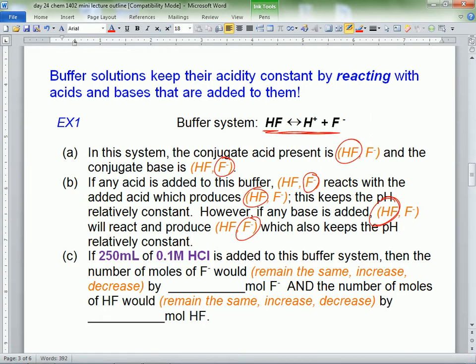If 250 mL of... how do we say that? Molarity or molar? Molar. Molars are really the common one, I guess.